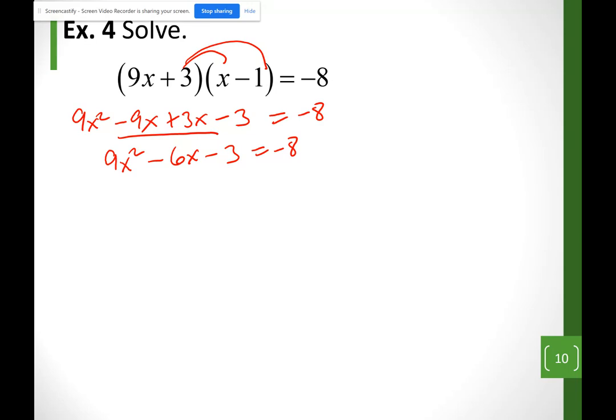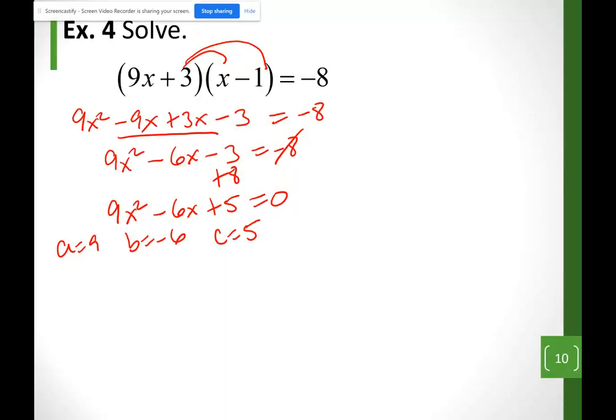One of my sides must be equal to 0. So minus 8, I'm going to move it over as a plus 8. So I have 9x squared minus 6x plus 5 is equal to 0. So I can see my A is 9, my B is negative 6, and my C is equal to 5. Let me remember the quadratic formula.